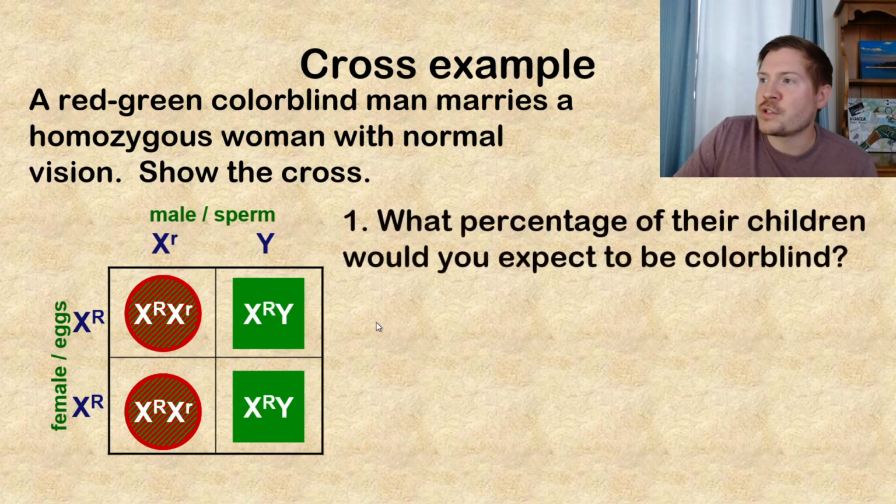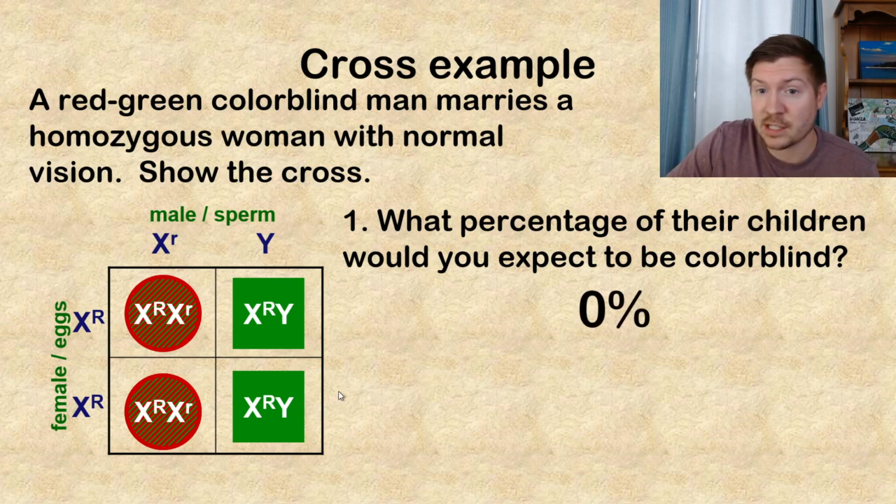Now look at these questions. What percentage of their children would you expect to be colorblind? Again, the lowercase r is the colorblind allele. So I look here, this girl won't be colorblind, he won't be, she won't be, and he won't be. So I would expect 0% of them to be colorblind.